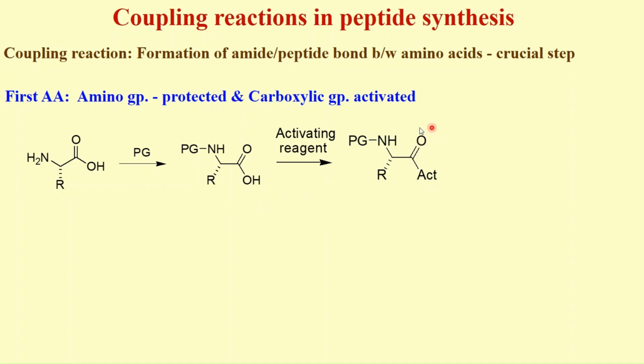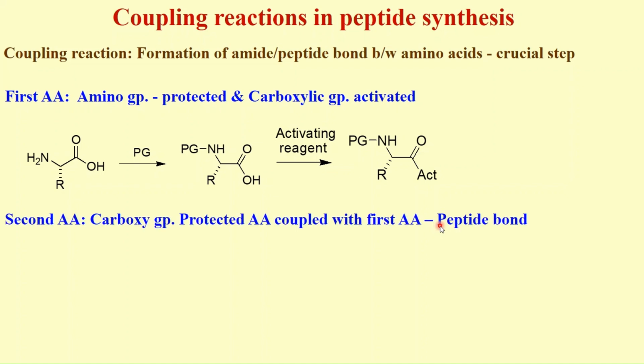With this carboxy group activated and the amino group protected, I have prepared a protected and activated amino acid, to be precise, an amino protected, carboxy activated amino acid. Then we take a second amino acid and protect the carboxy group, and then couple this carboxy protected amino acid with the amino protected, carboxy activated amino acid to create the peptide bond.